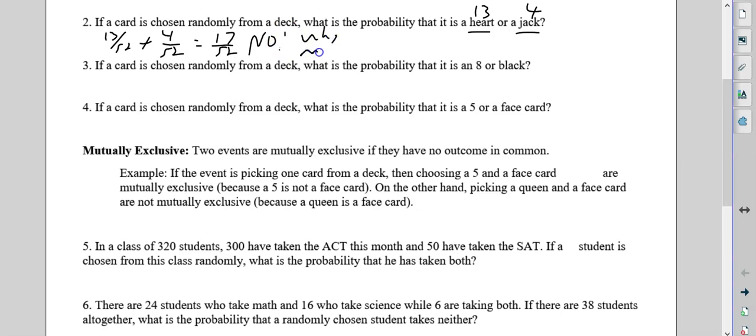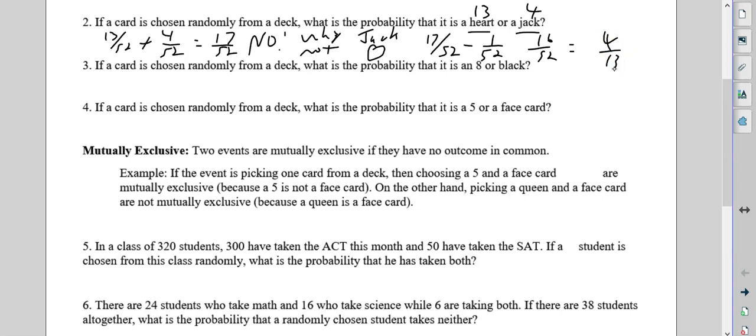Okay, why not? The jack of hearts. That's a horrible heart. Okay, the jack of hearts. Because the jack of hearts is both a jack and a heart, so it is an overlap. So we have to take our 17 over 52 and subtract out that one card that is both a jack and a heart, and get 16 out of 52, which reduces to 4 over 13.